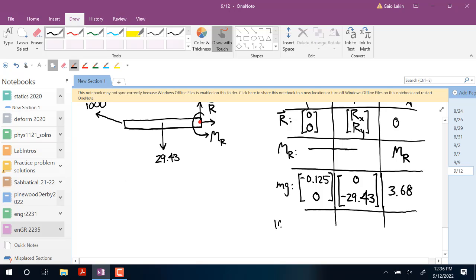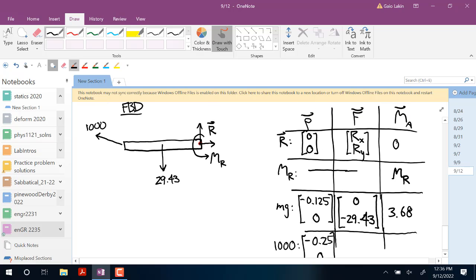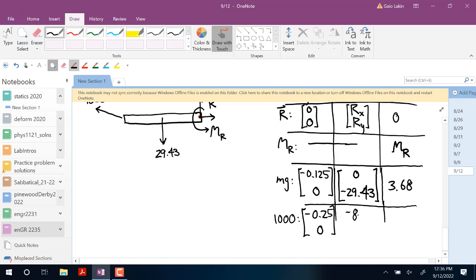And then the 1,000 Newton force, that's the one that has a row vector of negative 0.25, 0. And since this is at a 30-degree angle, this is going to be 1,000 times cosine and sine of some angle theta. That angle theta in this case would be 150 degrees. And you would get negative 866, positive 500. And the cross product is negative 125.